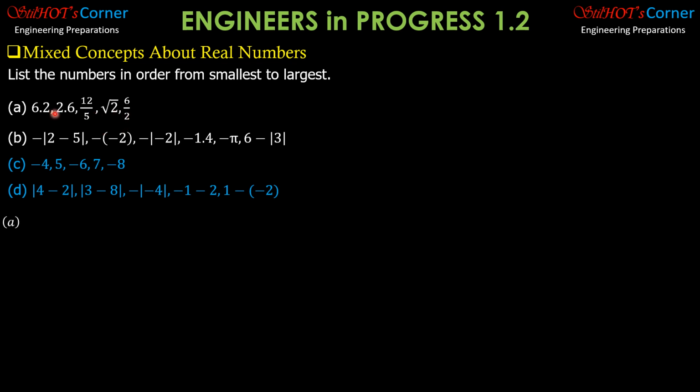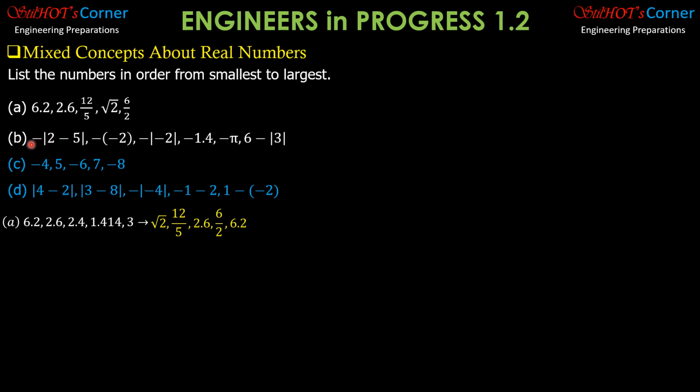So 6.2 is still 6.2, 2.6, 12 over 5 is 2.4, square root of 2 is 1.414, then 6 over 2 is 3. Therefore, when arranged from smallest to largest, it should be 1.414 first, or square root of 2, followed by 2.4, which is 12 over 5, then 2.6, then 6 over 2, then 6.2, the largest. So that's it for part A.